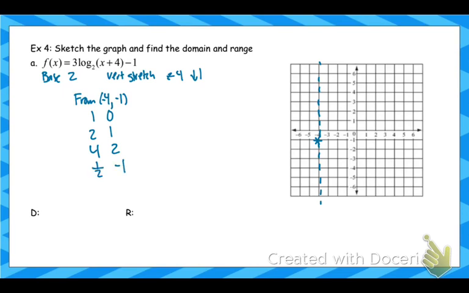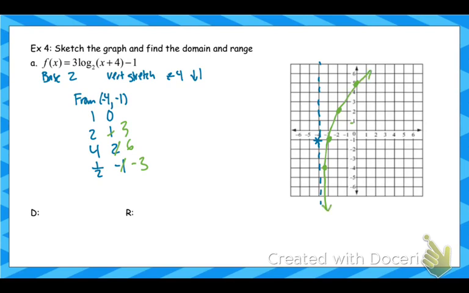So from that point, we can change any stretches, compressions, reflections. We've got a vertical stretch. That changes our second number. Multiply those by 3. So from that star, right 1, up 0. Right 2, up 3. Right 4, up 6. And then right a half and down 3. And that is my log graph.